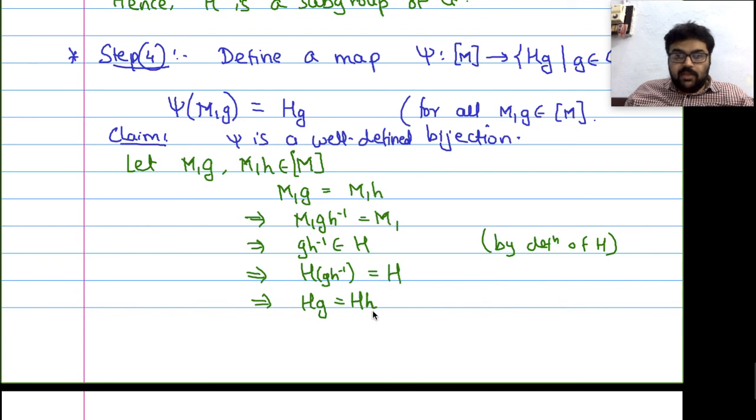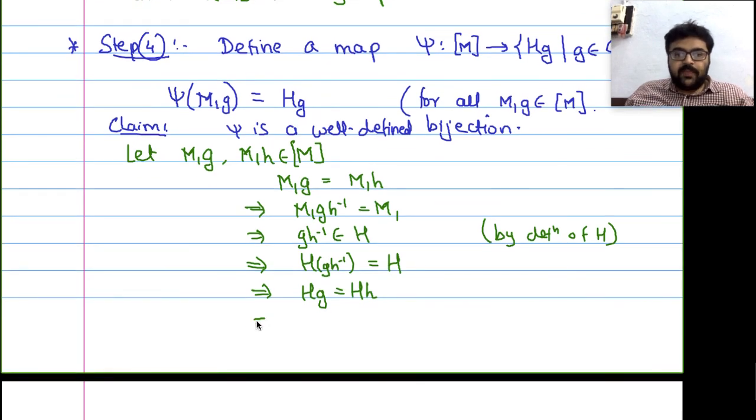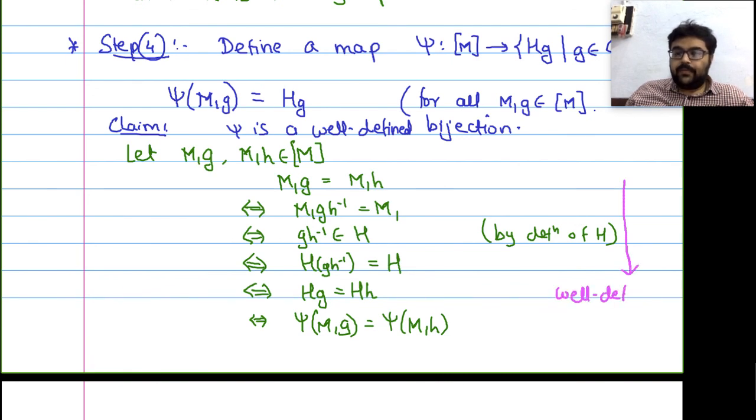Okay, this H does not mean that it belongs inside it. I have just used notation. I could have taken g1, g2, but this is fine. Hg equals Hh. But Hg is what? Hg is psi of m1g. This equals psi of m1h. And if you go the other way, you have one-one, the same thing, right? So this way it is well defined. And if we go this way, what we have shown is that it is one-one.